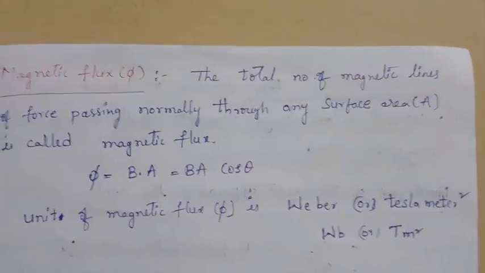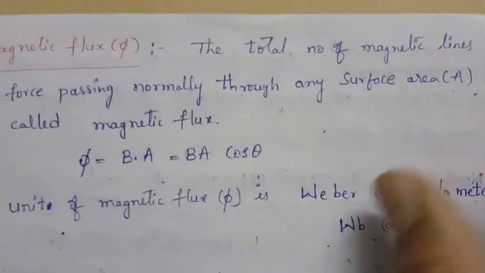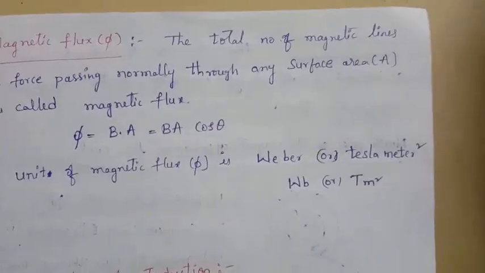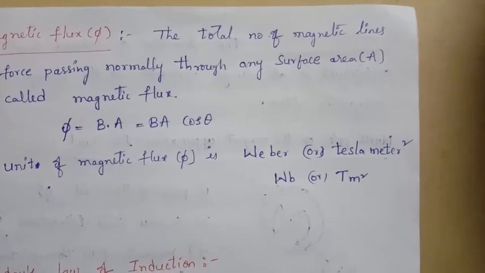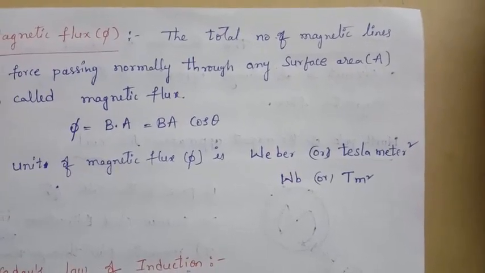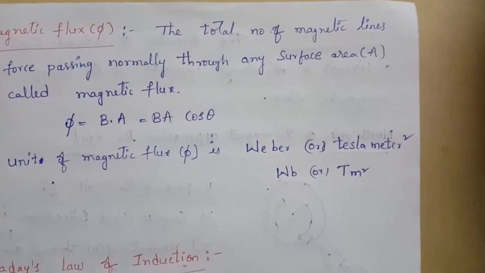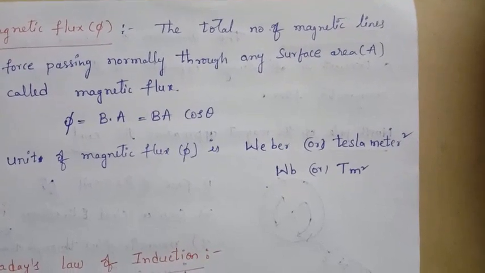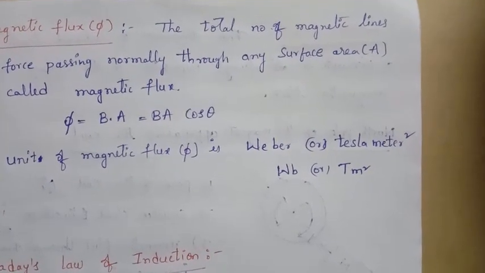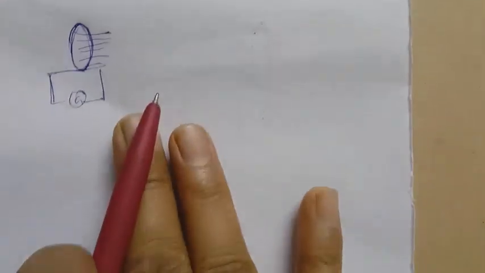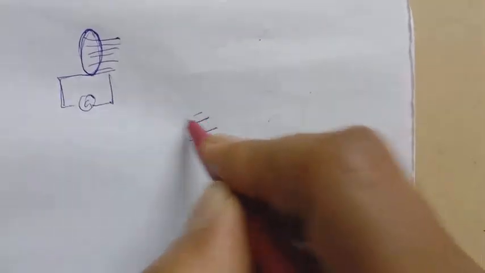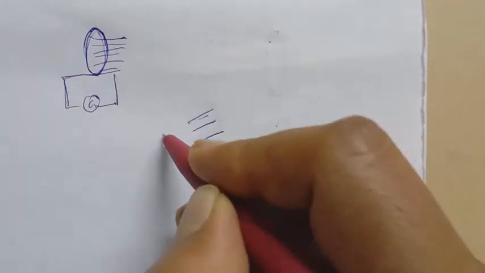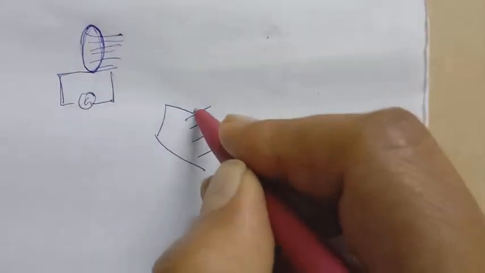And the next topic is the magnetic flux. You already have this topic from the previous chapter. So what is magnetic flux? The total number of magnetic lines of force passing normally through any surface area is called magnetic flux. So this magnetic flux passes through any unit area.